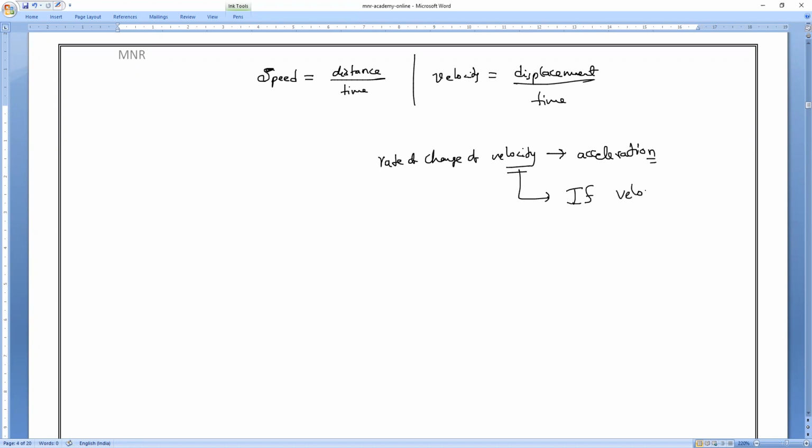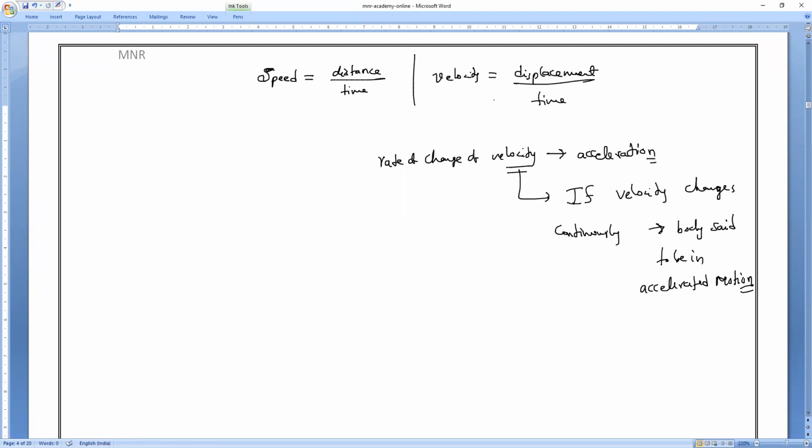If the velocity of a body is continuously changing, the body is said to be in what motion? Accelerated motion. Yes or no? Accelerated motion. So now let us discuss in today's class.